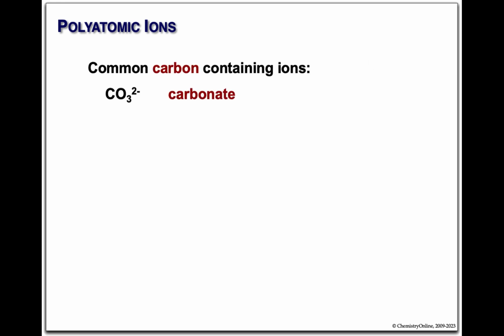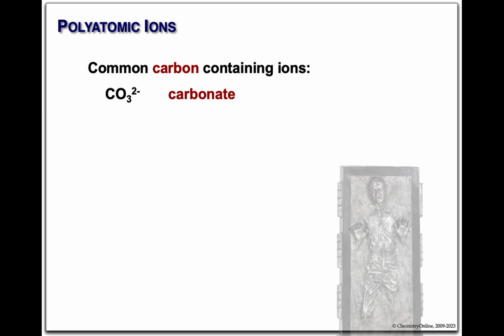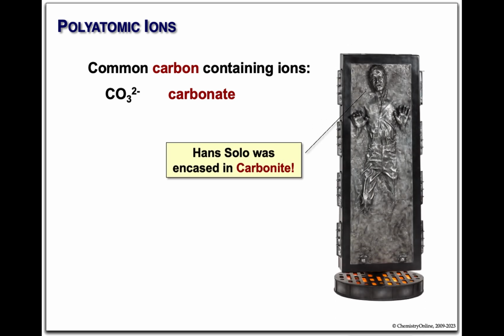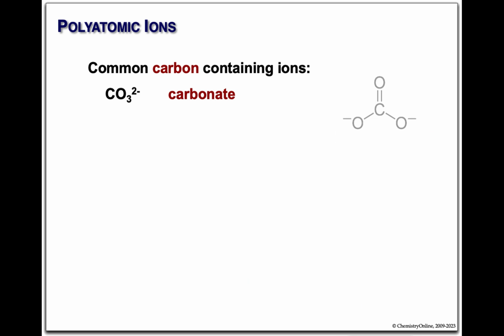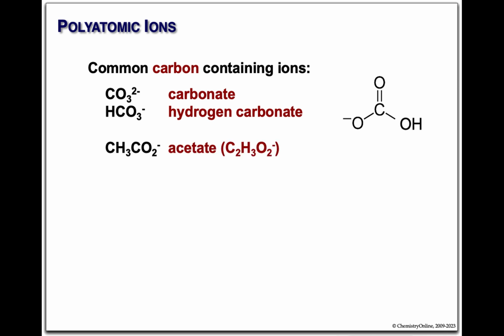Carbon. The parent is carbonate. There is no carbonite. Carbonite was from Star Wars. Again, we have 2 negative oxygens. We can put a hydrogen on and make hydrogen carbonate. Acetate, cyanide, you will use these extensively in general chemistry. Cyanide, triple bond between the carbon and the nitrogen. Just like carbon monoxide, this binds to the iron in hemoglobin. That's why it's toxic.